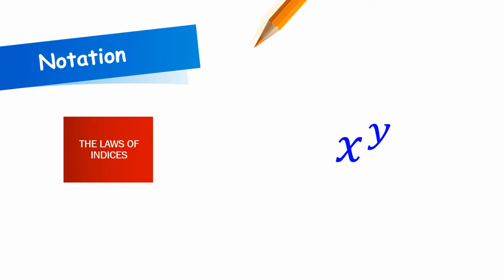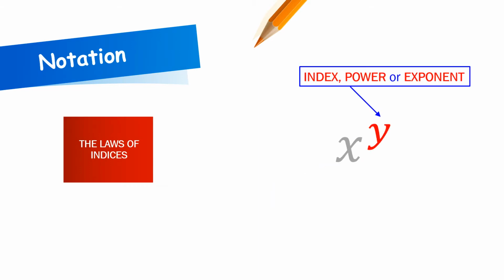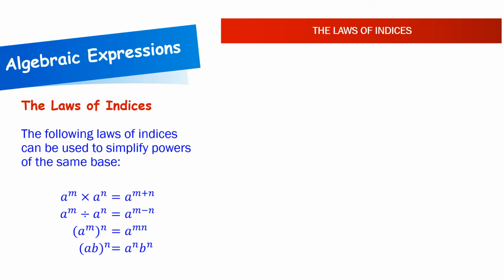Here's x raised to the power y. In this example, x is called the base, and y is known as the index, power, or exponent. Laws of indices can be used to simplify powers of the same base. So a to the m times a to the n is equal to a to the power m plus n, and similarly for the other three laws.